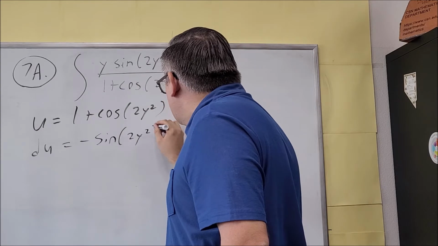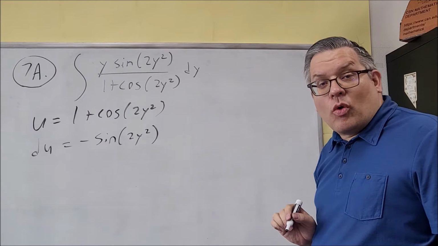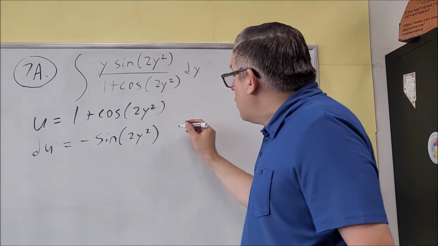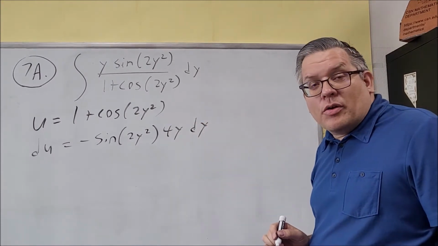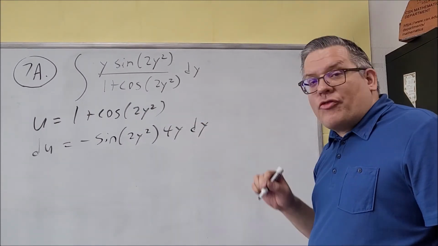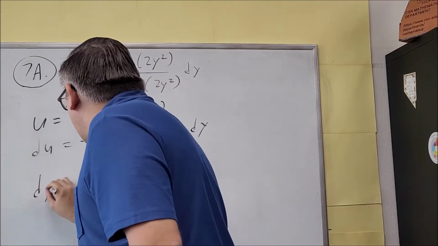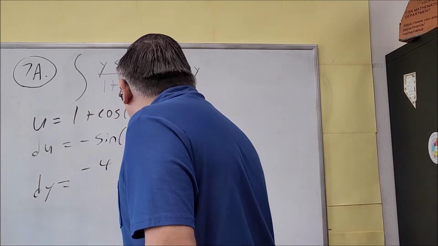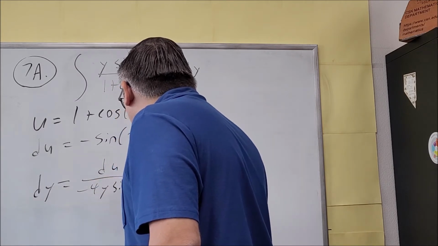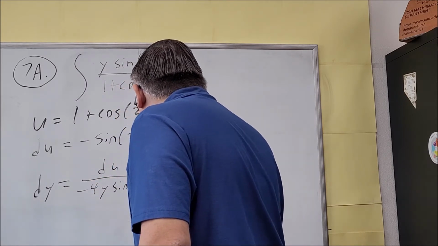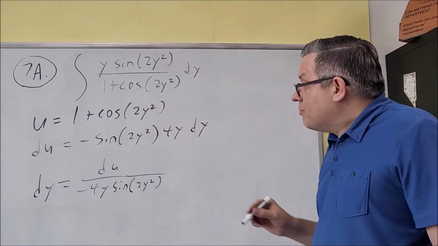sine. But don't forget that this is a chain rule problem because we have that inside that's not just a regular y. So if we do the chain rule on that, we get a 4y to come out. Also don't forget that there's a dy that appears on that side. We want to solve for dy, and we do that by dividing both sides by all of this. So dy is equal to negative 4, we have du on top, so du on top divided by negative 4y sine 2y squared on the bottom. Okay, so this is what you're going to get when you divide both sides by all of this.